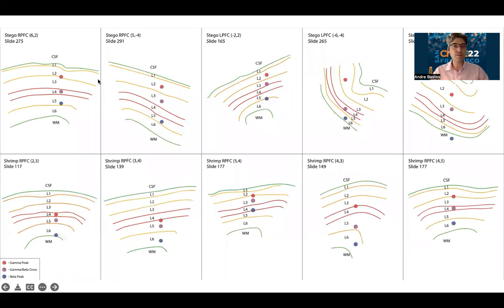We then repeated this for many different examples in 2 different monkeys, and we're now processing data from a third monkey in other areas. And in general, what this shows is that in red, you see the location of the peak gamma power. It tends to be in layer 2, 3. In blue, the peak beta power tends to be in layer 5, 6. And in purple, the crossover point, which tends to be around layer 4.